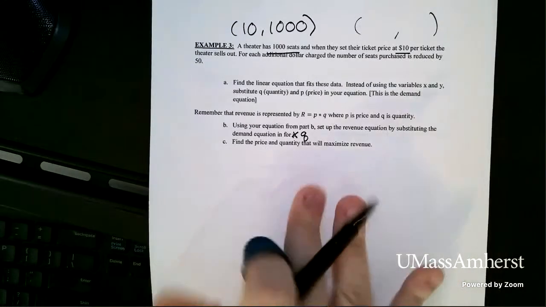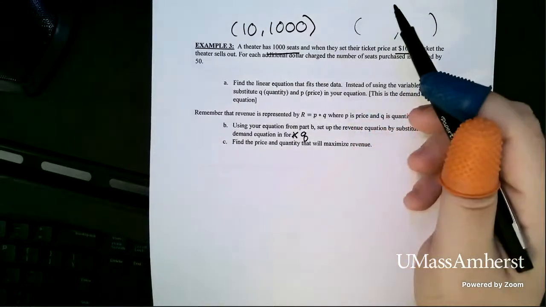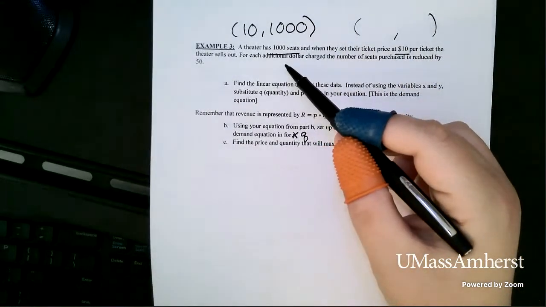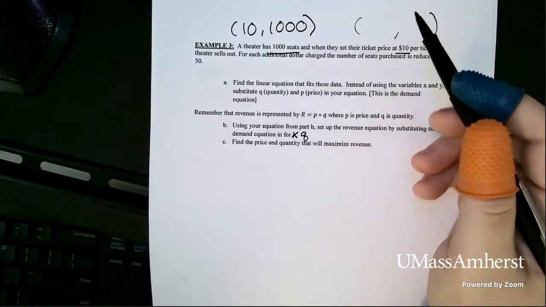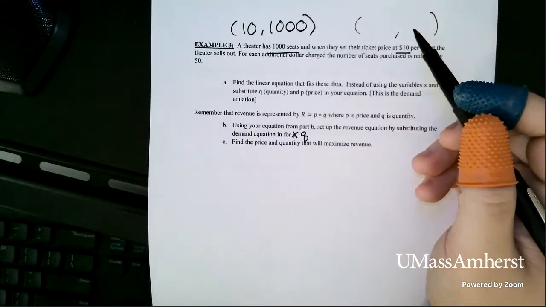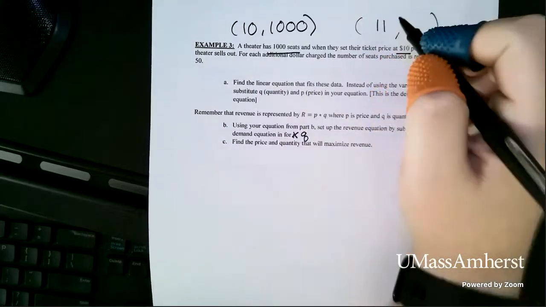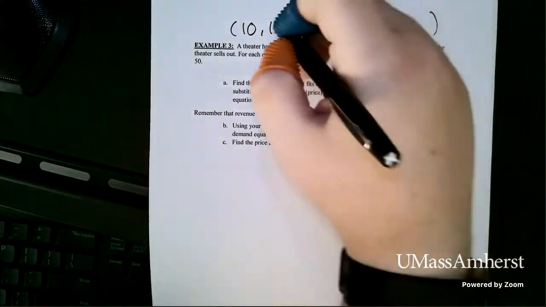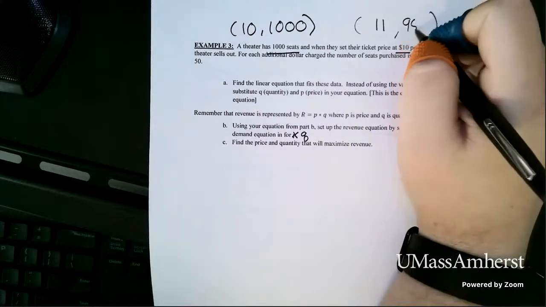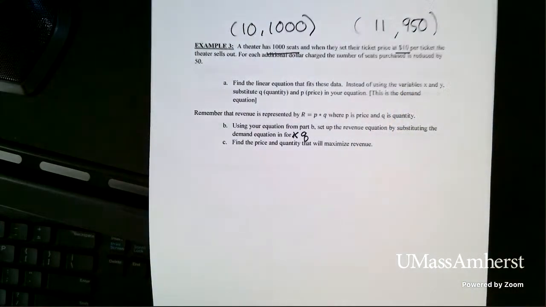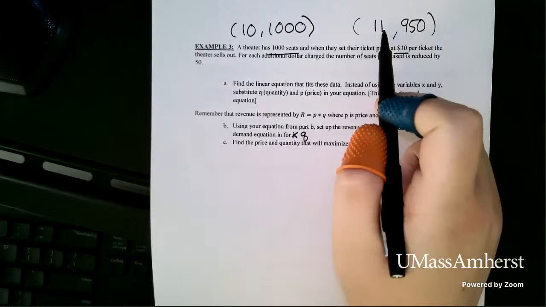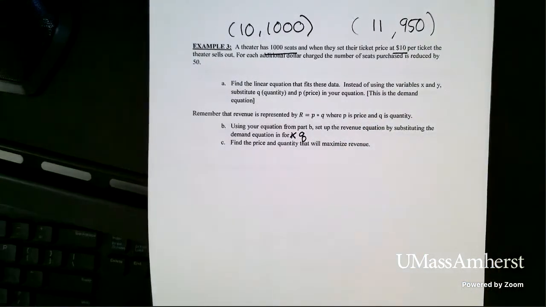Okay, so we have the point (10, 1000). And now we also know that for each additional dollar charged, the number of seats is reduced by 50. So if we increase from $10 to $11, we reduce from 1,000 to 950. Okay, so we go up $1 in price, down 50 seats.